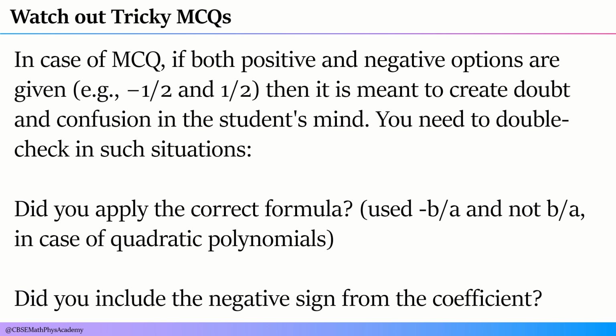Watch out for tricky MCQs. When there are multiple choice answers, you will have answers which might both appear appealing, like you might have minus half as an option and half also as an option. This is just to induce a doubt. So in this case, just double check the solution. Did you apply the correct formula? Did you use the correct negative sign, like what we saw in the previous point, so that you have not missed this aspect of sign? So whenever there are both positives and negatives in the options, just double check.